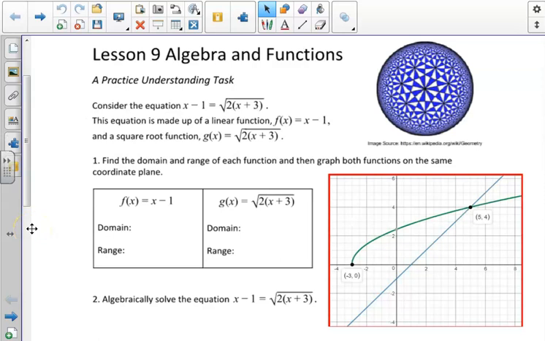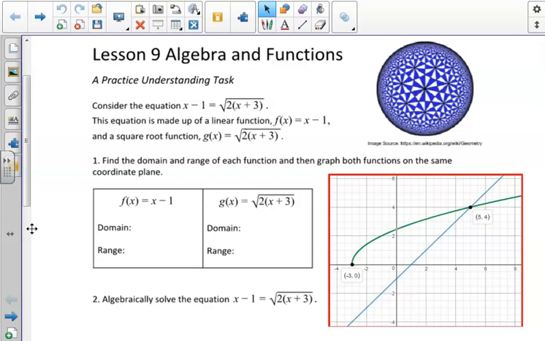In Lesson 9 of Unit 6, Algebra and Functions, the purpose of this lesson is for us to solidify our knowledge of extraneous solutions, and we will continue to practice algebraically solving equations that involve both a square root and an inverse variation function. In Lesson 9 of Unit 6, we are looking at a linear function set equal to a radical function.